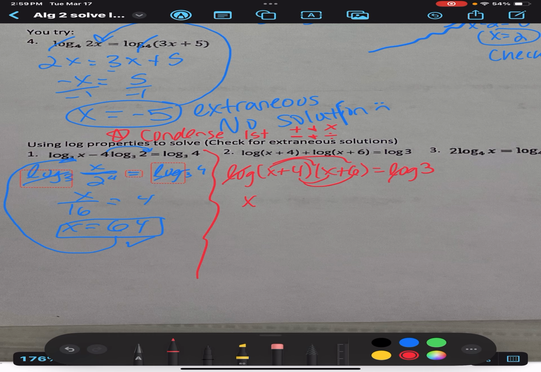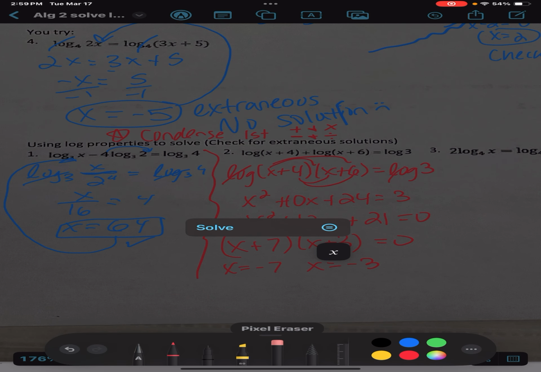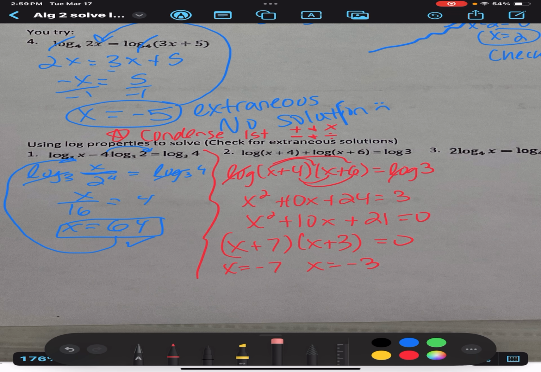And so I'm going to get x squared plus 6 plus 4, plus 10x plus 24 equals 3. Subtract over the 3. I get x squared plus 10x plus 21 equals 0. So going back to my factor chart, what goes into 21 and adds up to 10? Oh, well, that is just 7 and 3. And then I said, okay, well, that is x equals negative 7 and negative 3. Your factors are always opposite of your solutions. And then I say, oh, I must check. I have to watch out for the extraneous.